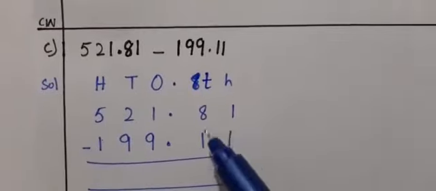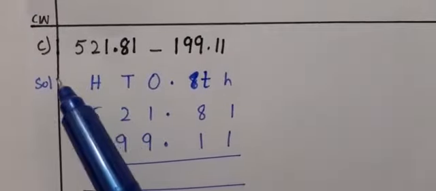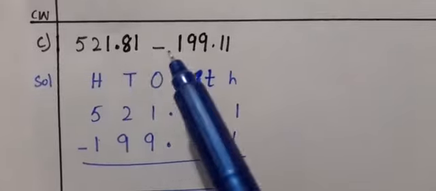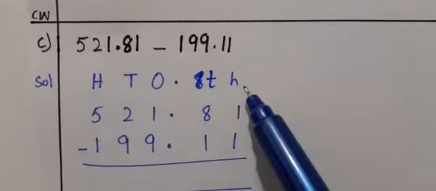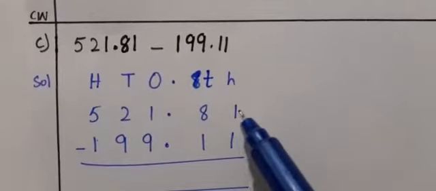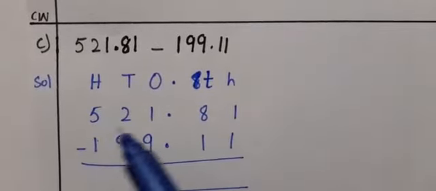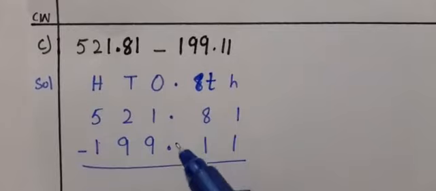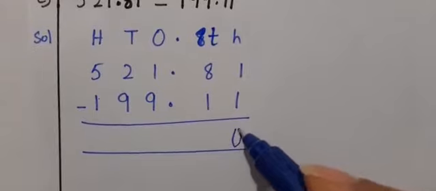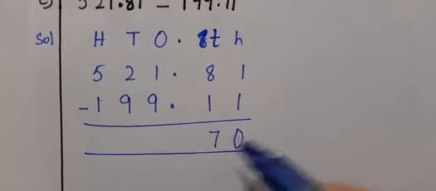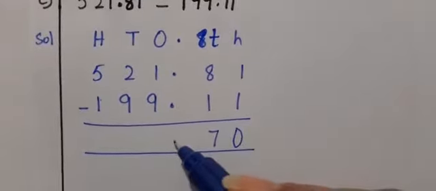After doing part B, we will proceed toward part C, that is 521.81 minus 199.11. You can see I have written the place values over here, and then I have written the values from right hand side. Decimal point is under the decimal point, boys. So let us subtract. 1 minus 1 is 0. 8 minus 1 is 7. The decimal point will come under the decimal point.